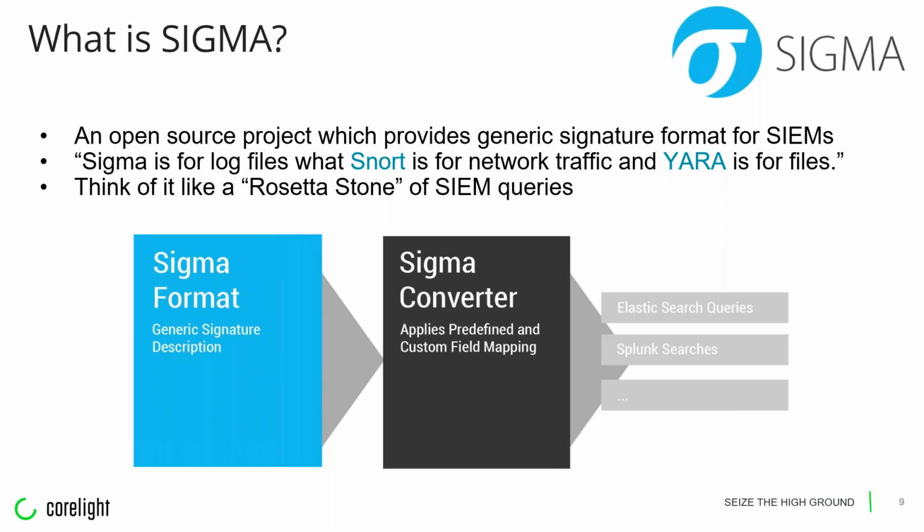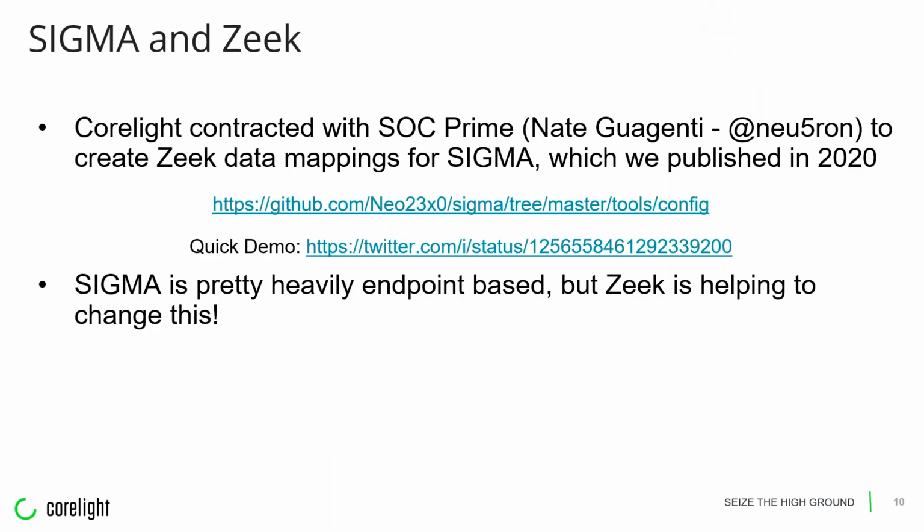So what Sigma does is allow you to have a single language, a format that you can write rules in, and then using various converters, you can apply those rules that you've written and translate them into queries for the domain-specific language or query language for your SIEM. So that's pretty powerful in a number of ways, and let's talk a little bit more about what it looks like.